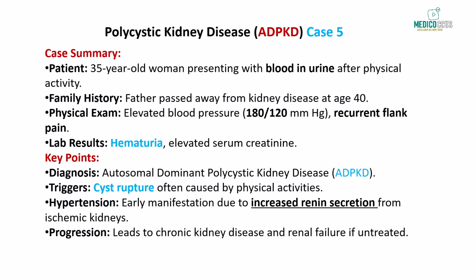This is another case of autosomal dominant polycystic kidney disease. Recurrent flank pain and hematuria in these patients often result from cyst rupture, which can be triggered by physical activities. The high blood pressure seen here is an early sign of autosomal dominant polycystic kidney disease due to increased renin secretion from ischemic kidneys. As the disease progresses, patients may develop chronic kidney disease leading to renal failure. Early intervention is key to managing the complications of this condition.